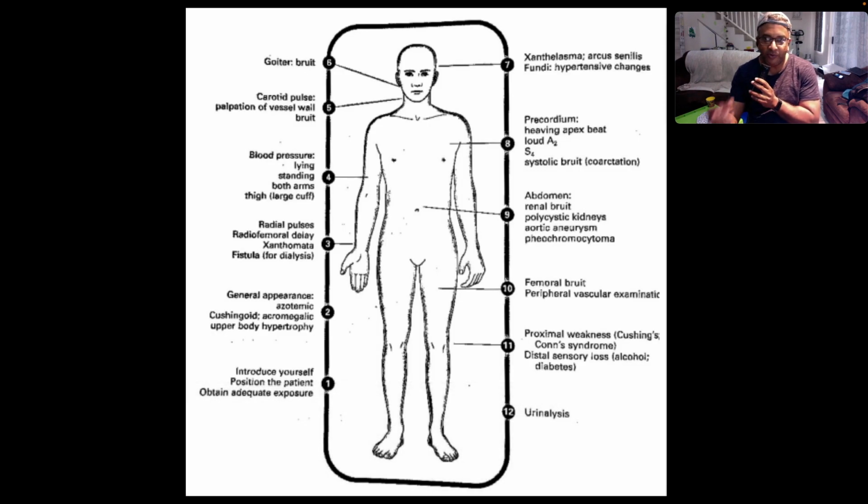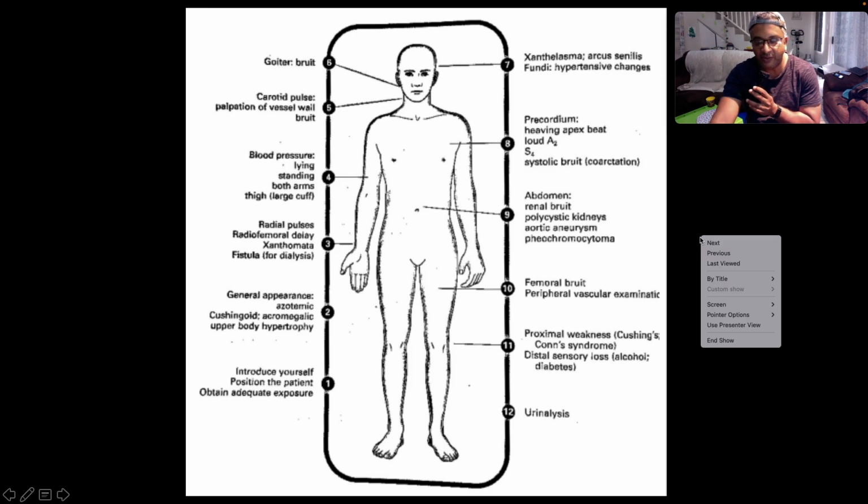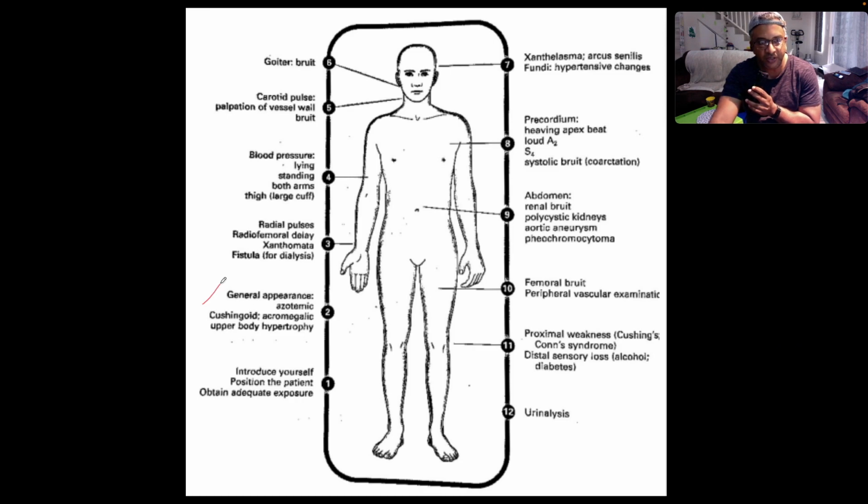Alright, so how do we approach examination of a patient who has refractory or secondary hypertension? As usual, step back and have a look at the gestalt of the case. Introduce yourself, position the patient, and obtain adequate exposure, right? Then, look at the general appearance of the patient.